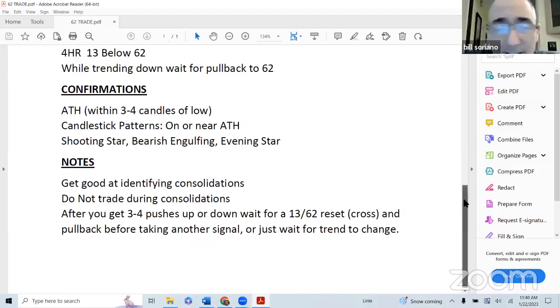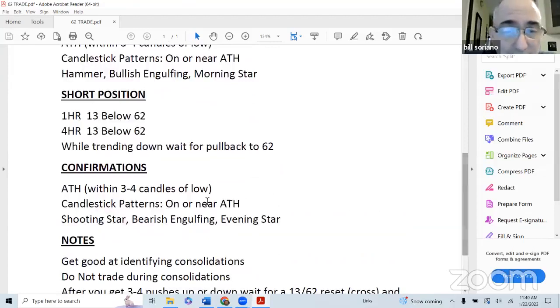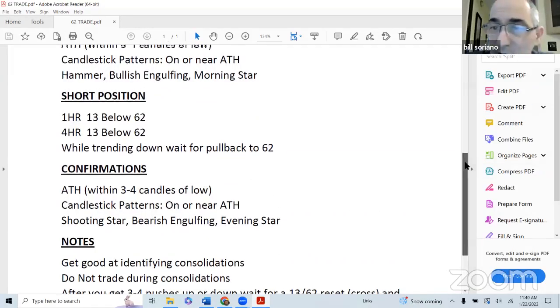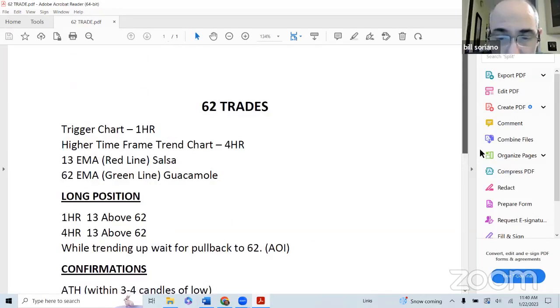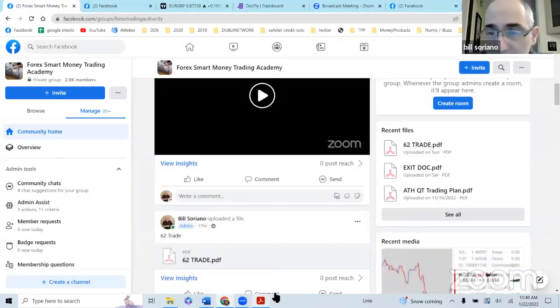So that's basically the rules here. The only thing I messed up on is I have to change this to high for the short position, so I'll do that and repost it. I'm also going to place these images that I'm going to show you in there as well. So let's look at a couple images here that I saved for us.